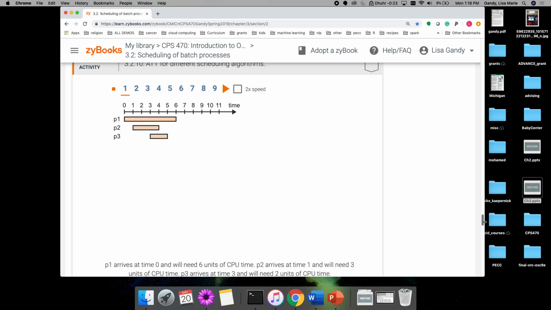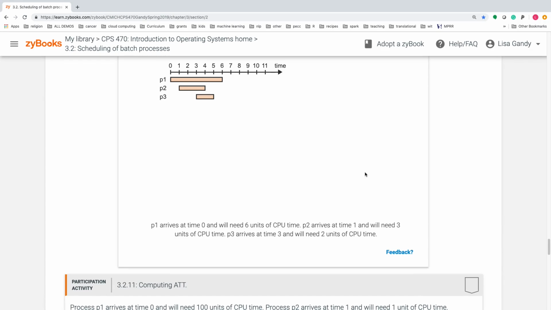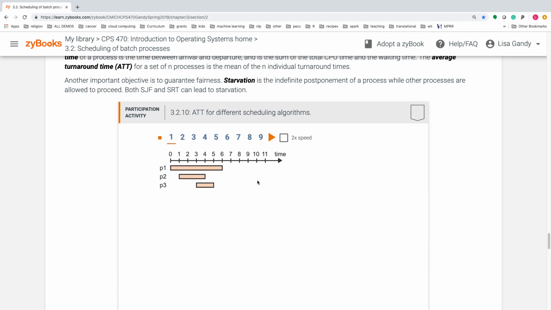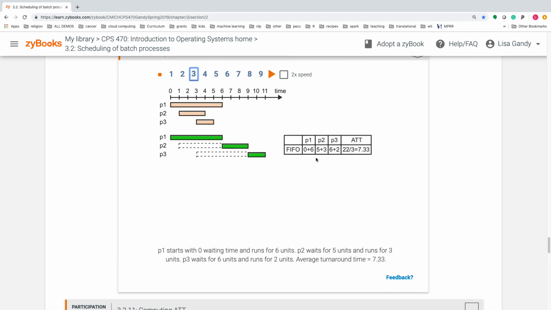Okay, so P1 arrives at time 0 and needs 6 units. P2 arrives at time 1, needs 3. P3 arrives at time 3 and needs 2. So this is what's happening. This is how first in, first out works, right? If we schedule these in this order, this is what it looks like.